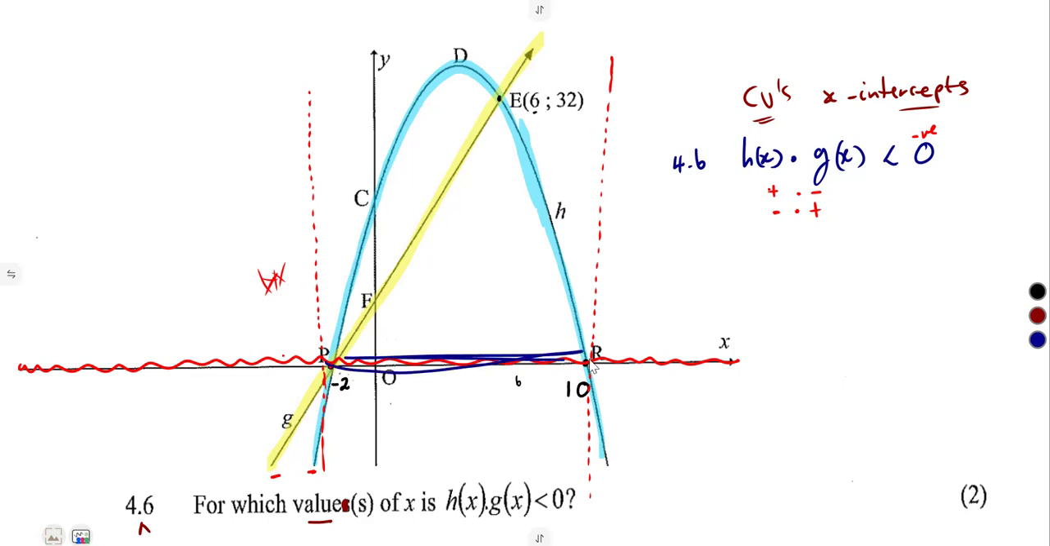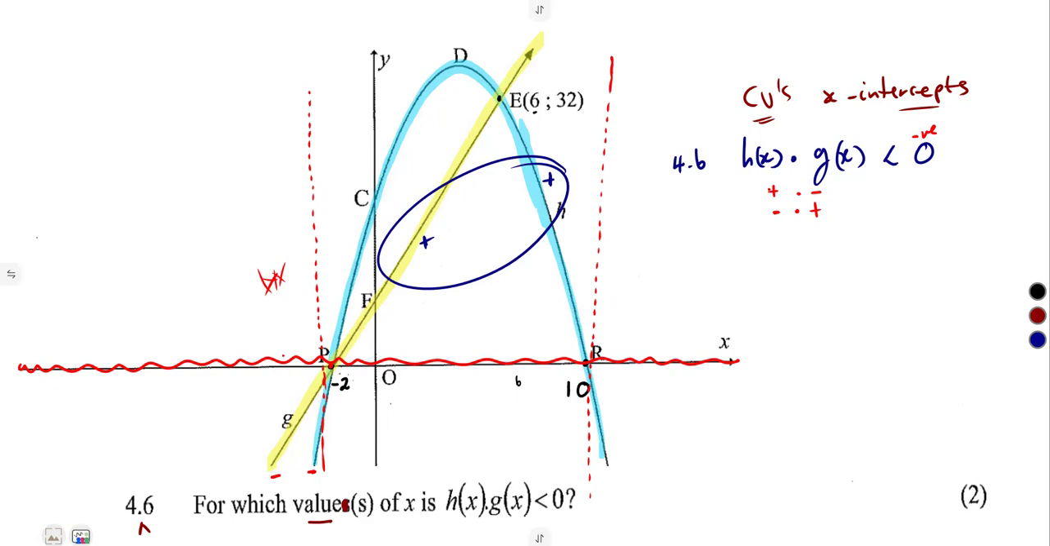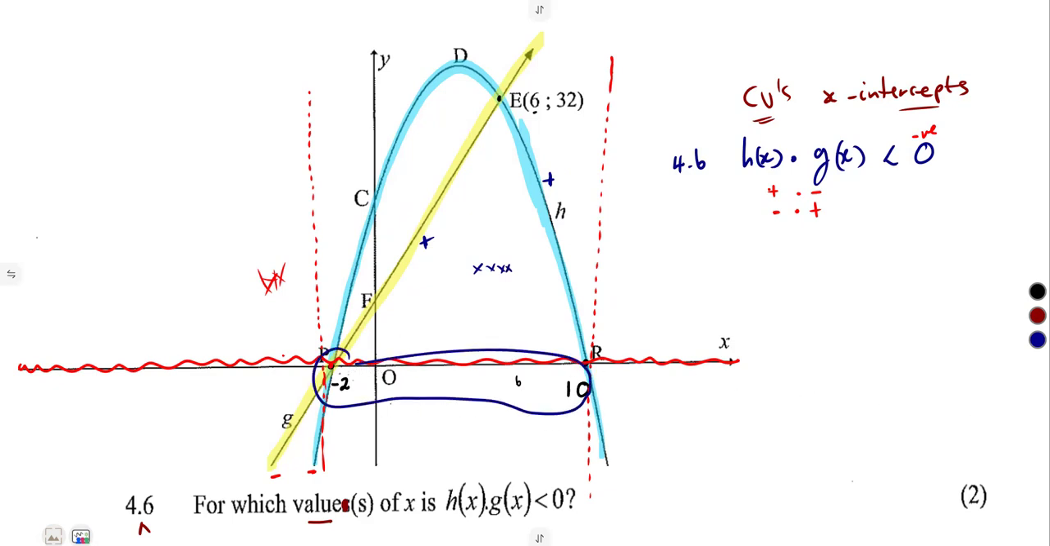We move on to the second region, in between -2 and 10. Between these two, we can see that from -2 up to 10, our H is above the x-axis. That's a positive. And our G is also above. Look at G. It's above the x-axis. Also a positive. Positive, positive, no, we do not want. We need positive, negative or negative, positive. So the region in between -2 and 10 also fails.